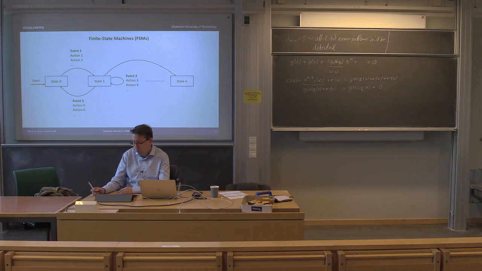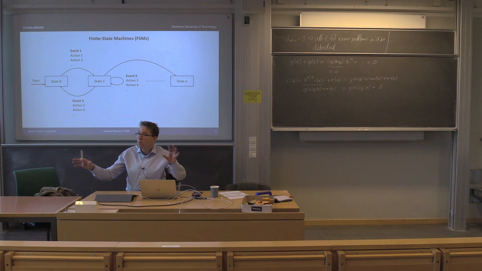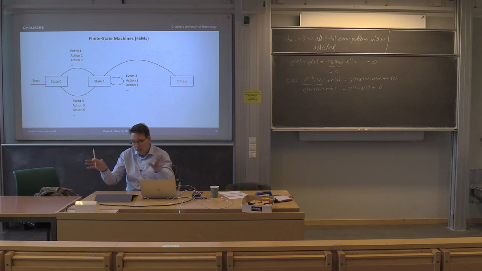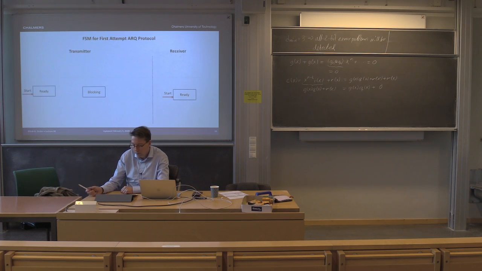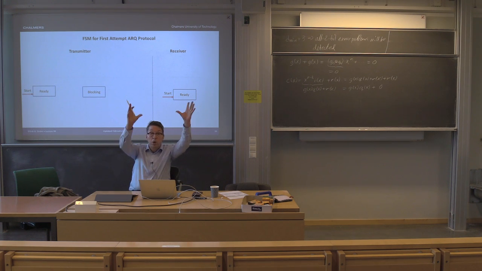Yeah, it's common to describe how computer programs work and so forth. And in particular, it's very nice when you have two computer programs that are interacting with each other. They both have their own states, and then they change states according to how they interact. So that's why we use them here. So a finite state machine for our ARQ protocol is like this. The transmitter has two states, ready or blocking. Ready means that I'm willing to accept another payload from above, from the protocol above.